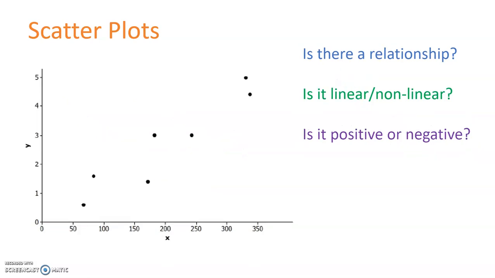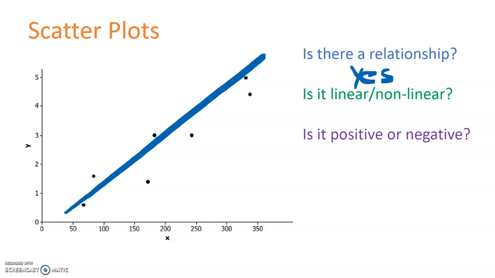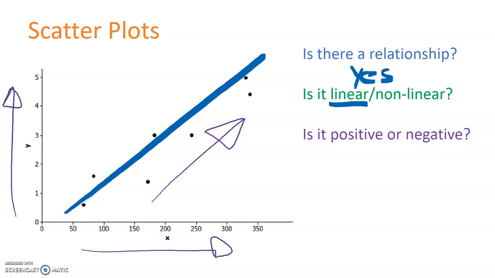Let's have a look at a second one. Again, I can put a line roughly in the middle of all my dots. So I'm going to say again, yes, there is a relationship, and yes, it is linear, because I can make it into a straight line. And then looking whether it's positive or negative, well, this time it's going up as we move left to right, or y is increasing as x increases. Therefore, it is positive. So it can be represented by a positive linear relationship.